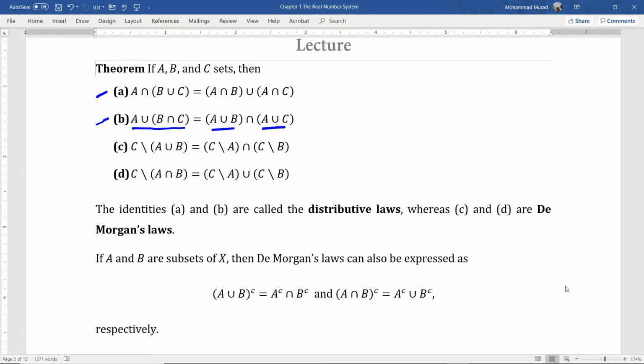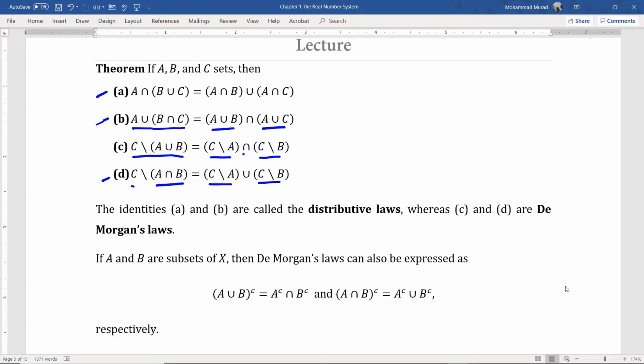The complement of A union B in C is exactly equal to the intersection of the complements of A in C and the complement of B in C. Similarly, the complement of A intersection B in C is equal to the complement of A in C union complement of B in C.